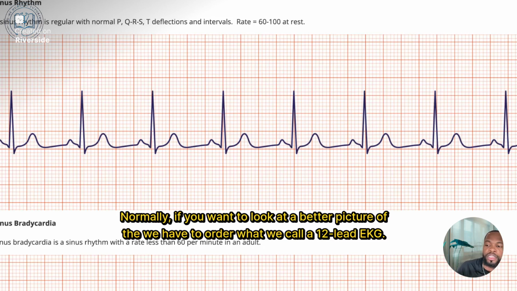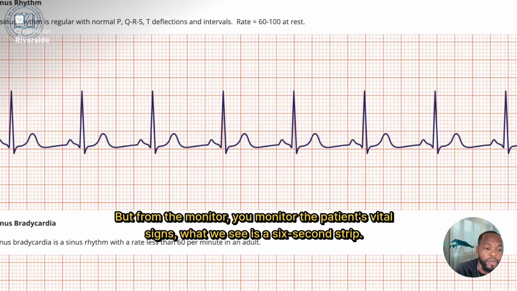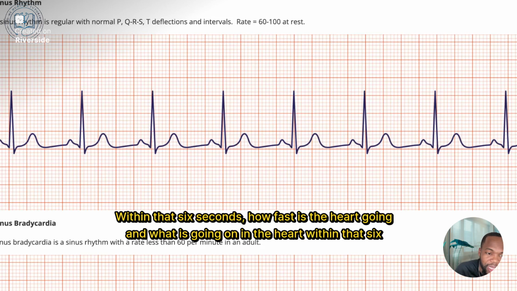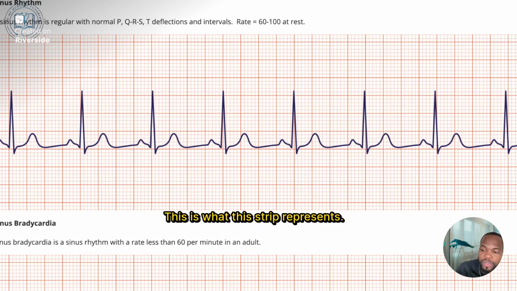Normally, if you want a better picture of the heart, we have to order what we call a 12 lead EKG. But from the monitor, when you're monitoring the patient's vital signs, what we see is a 6-second strip. Within that 6 seconds, how fast is the heart going and what is going on in the heart? This is what the strip represents.